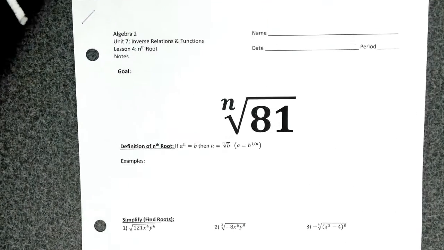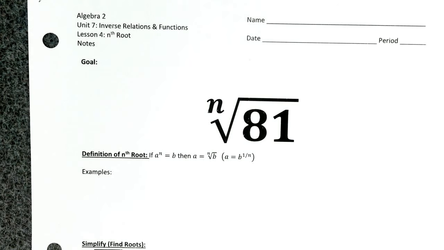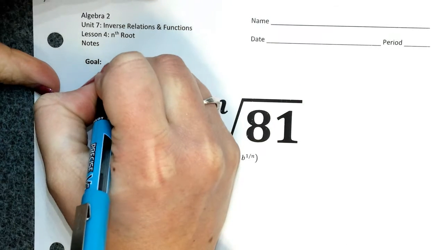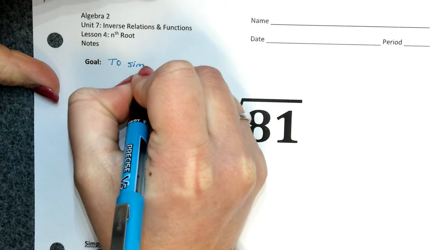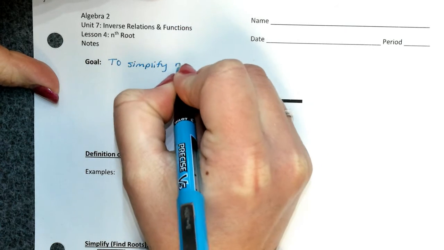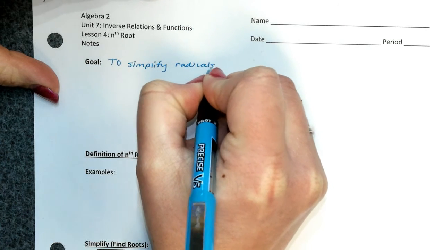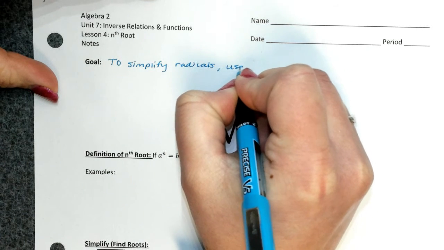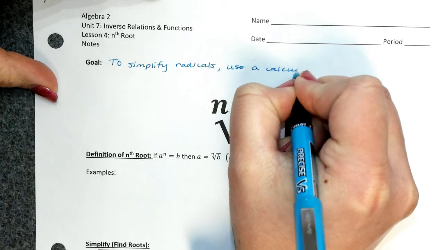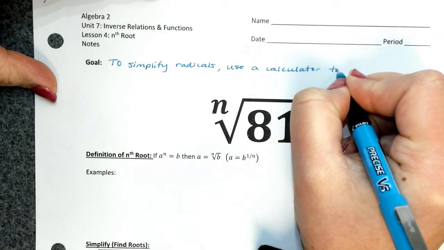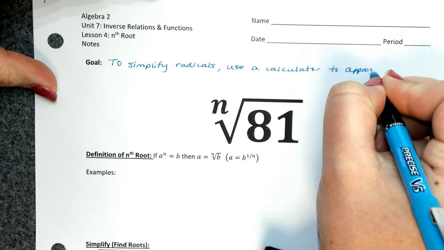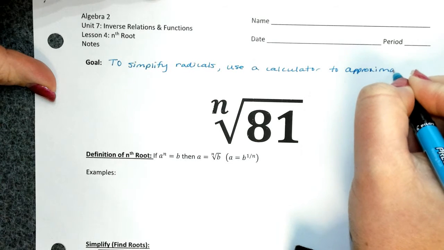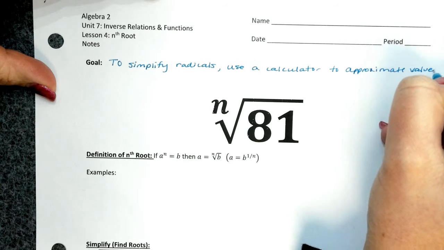7.4 notes. Our goal is to simplify radicals and use a calculator to approximate values.